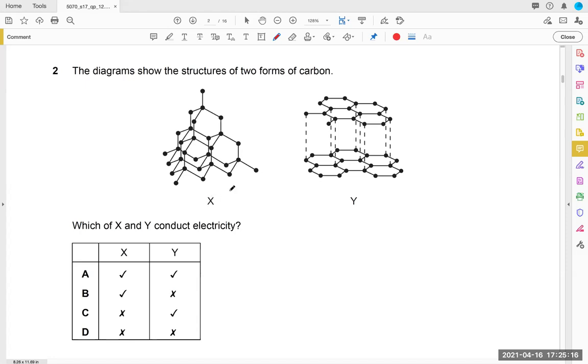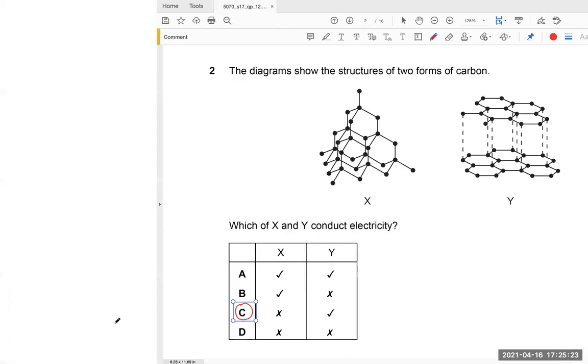Which of these conducts electricity? Graphite does because it has free electrons. So Y does and X does not. So this is going to be C.